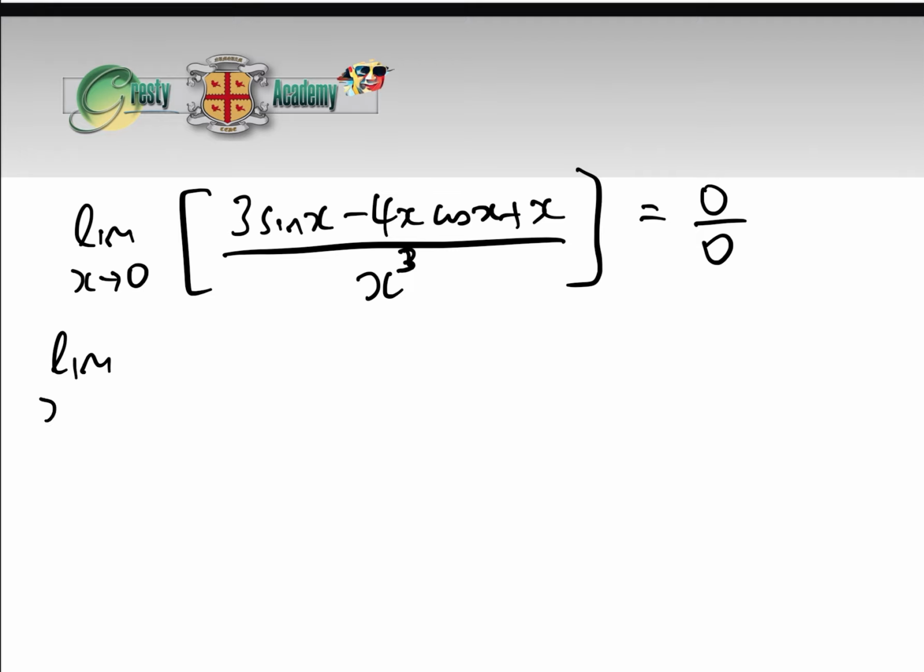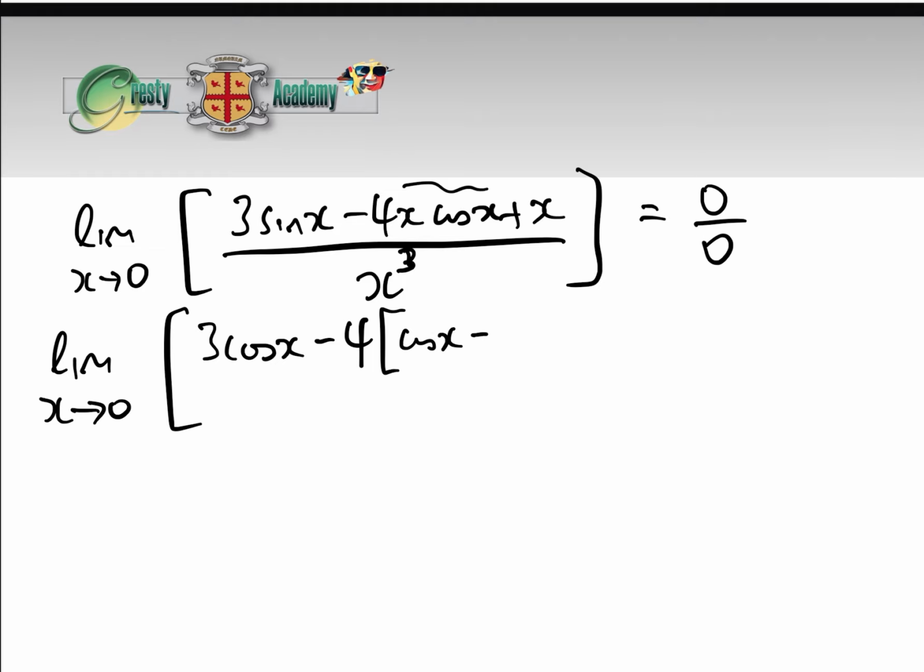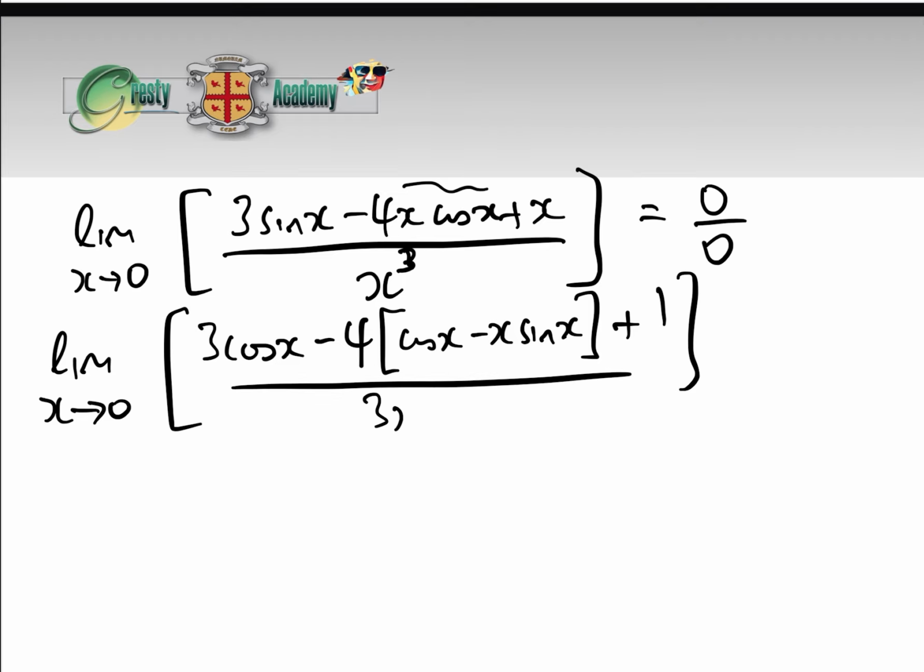So we can differentiate top and bottom, and let's see what we get. Okay, well, we get 3 cos x minus 4. We're going to have to use the product rule here. Cos x minus x sine x, add 1 over differentiation on the bottom, 3x squared.